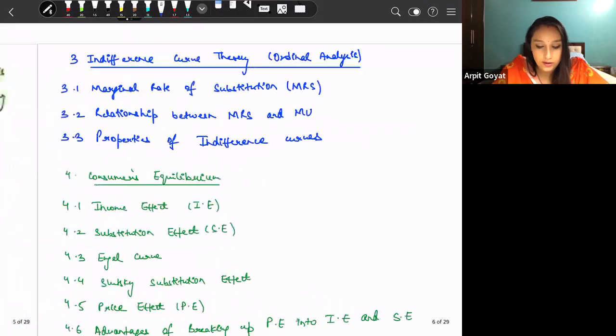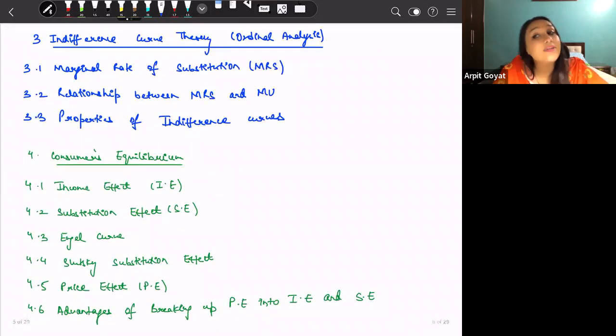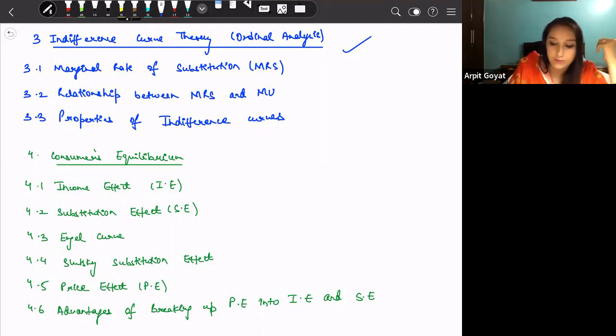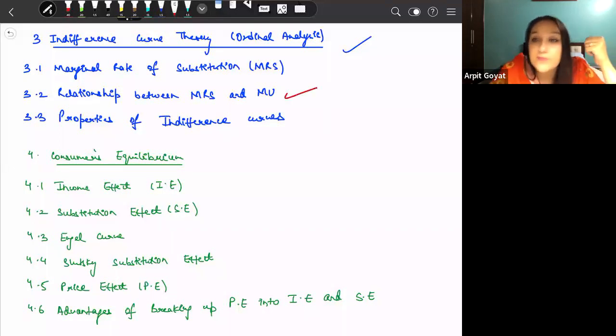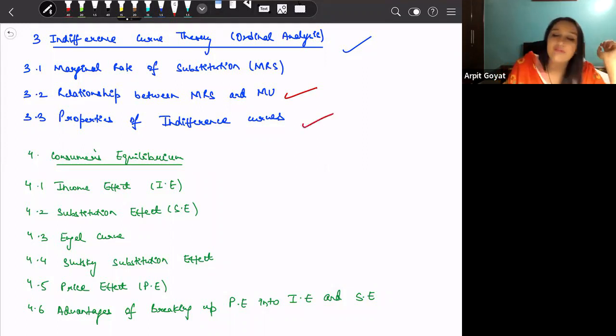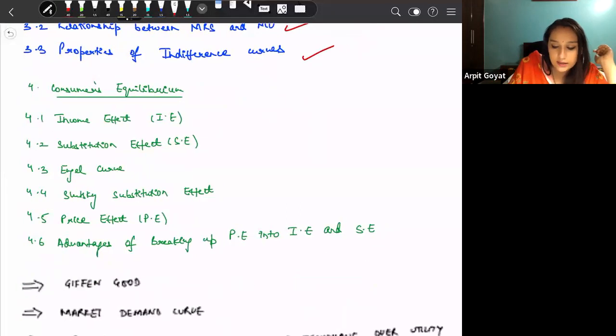Now, the third part, and the second theory in consumer demand analysis, is indifference curve theory, which is termed as ordinal analysis. So in this case, we make use of marginal rate of substitution. We understand what is the relationship between marginal rate of substitution and marginal utility. What are the properties of these indifference curves? Then we'll discuss consumer's equilibrium. Now in consumer's equilibrium, we will discuss income effect, substitution effect and price effect.